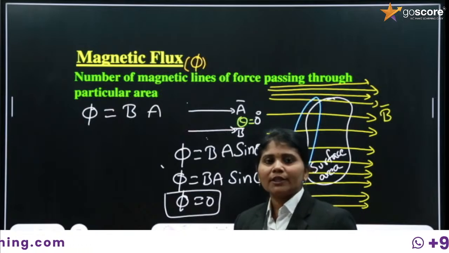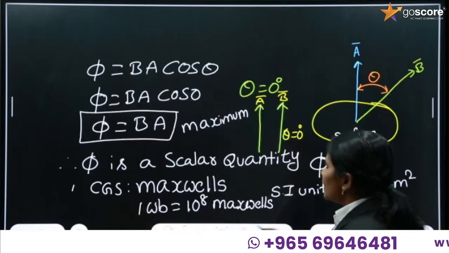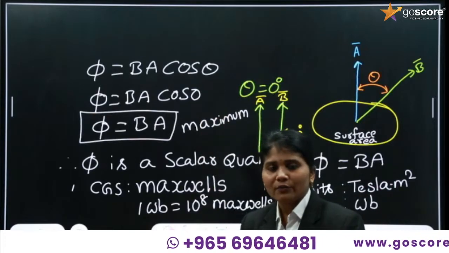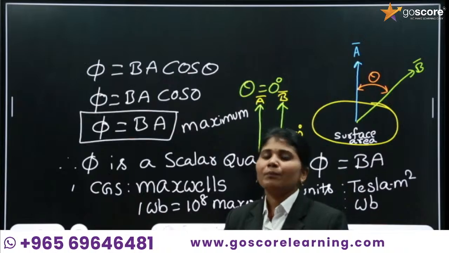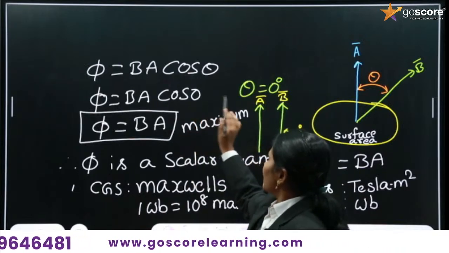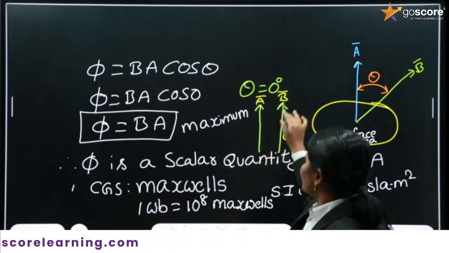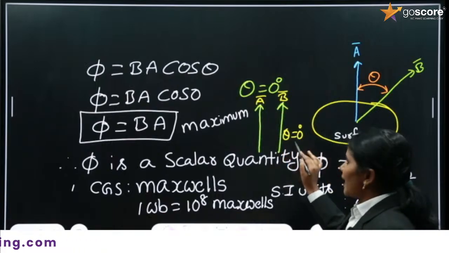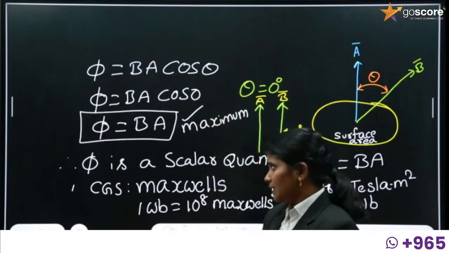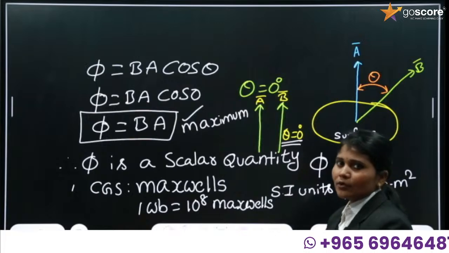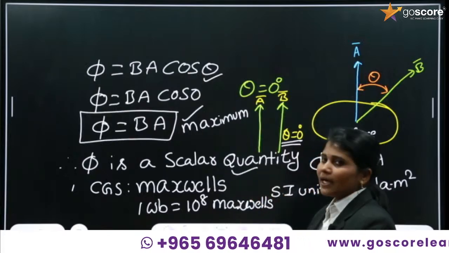Then is it a vector quantity, or a dot product? It is a dot product. For the dot product, what is the equation? Phi is equal to BA cos theta. We get the maximum flux when the area vector and the magnetic field lines are both parallel. Phi is a scalar quantity, because here we are using the dot product. That's why we are getting a scalar quantity.